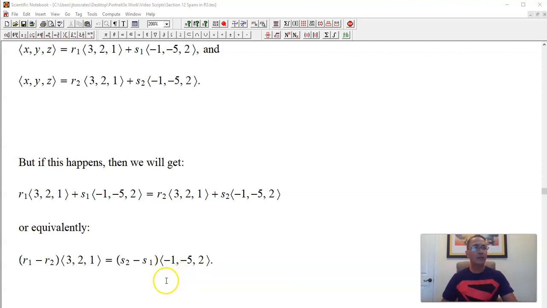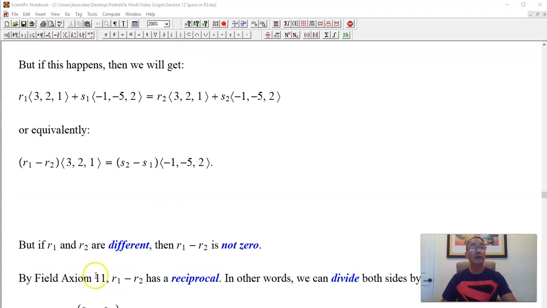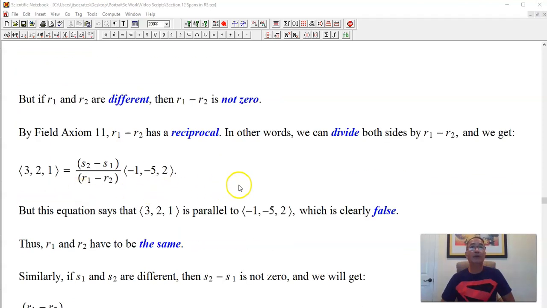Okay, so we're assuming that there are 2 ways to do this. So in other words, either r1 is different from r2 or s1 is different from s2, two different answers. Okay, but what's going to happen? Well, let's see. If r1 and r2 are different, then r1 minus r2 is a non-zero number. And recall from chapter 0, when we talked about the 11 field axioms for real numbers, then r1 minus r2 will have a reciprocal. So we can divide both sides of that equation by r1 minus r2. So we get that the vector (3, 2, 1) is (s2 minus s1) over (r1 minus r2) times (-1, -5, 2).